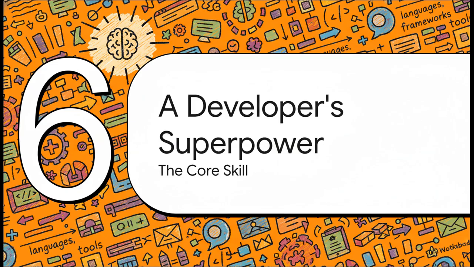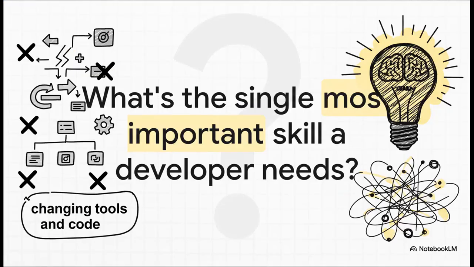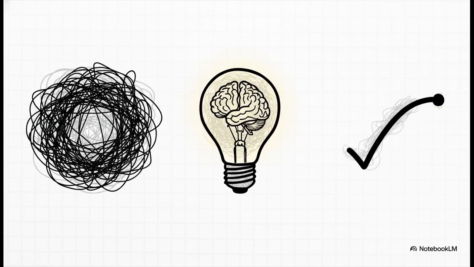But beyond all the coding languages, all the frameworks, all the fancy tools, there's one skill that really, truly defines what makes a great developer. Because it's not really about memorizing lines of code or mastering every single tool out there. I mean, that stuff changes all the time. So what's the one thing that stays constant? What's the real superpower that every great developer has? It's problem solving, plain and simple.